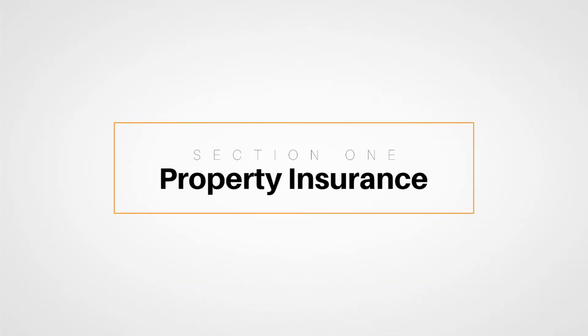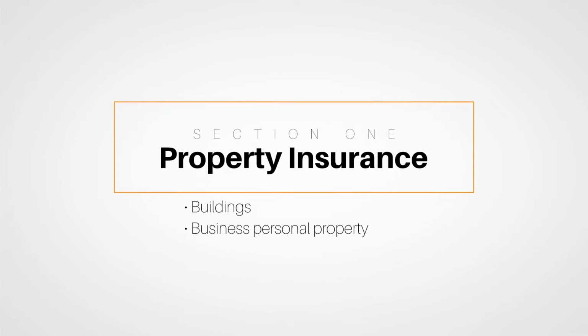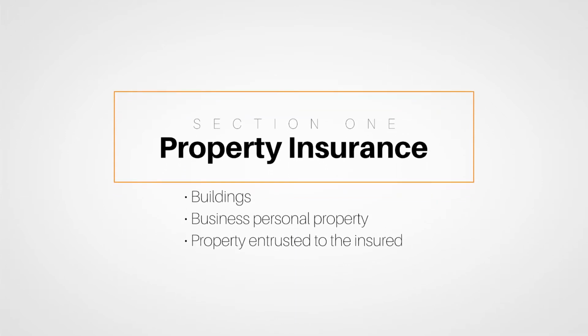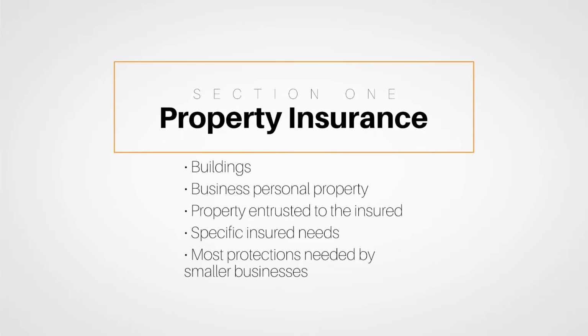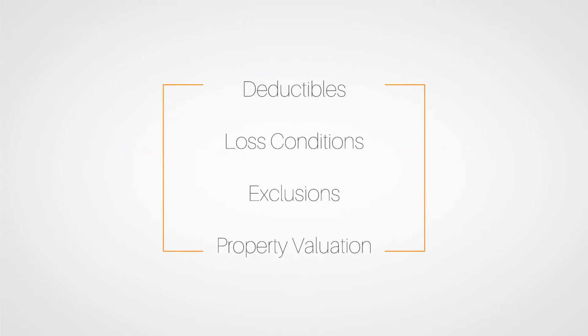Section 1, the property insurance portion of the contract, contains many of the protections that the average customer needs. These package policies can cover buildings, business personal property, property that has been entrusted to the insured, specific needs of an insured, and almost all of the property protections typically needed by smaller businesses. We explored the deductibles found in these policies and also had the chance to talk about loss conditions, exclusions, how property is valued in the event of a covered loss, and much more. Each client is different in terms of needs compared to other clients, and the professional producer makes sure to ask the right questions, provide the right information, and recommend the right product to their insureds.